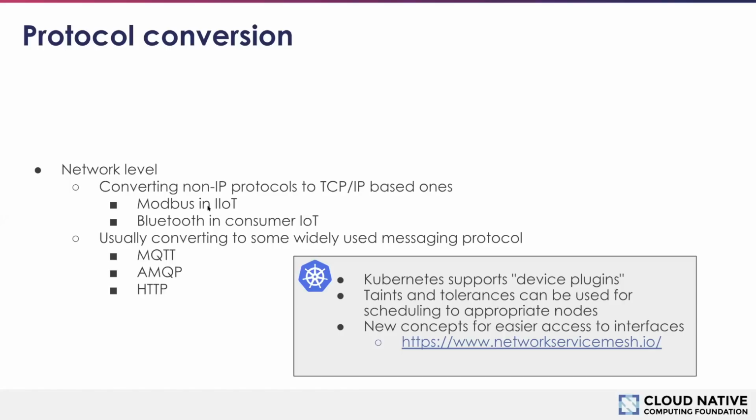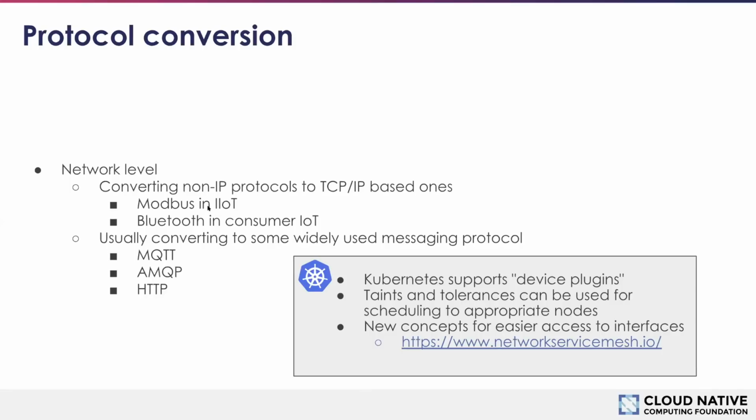A typical example in industrial IoT would be Modbus, or in consumer IoT, Bluetooth. So the nodes that would do this kind of job would get the data from the devices and convert it into some more common protocol like MQTT or HTTP or AMQP, right?